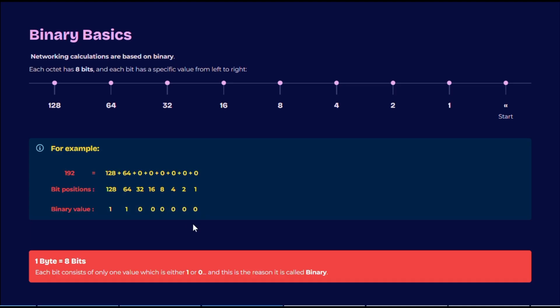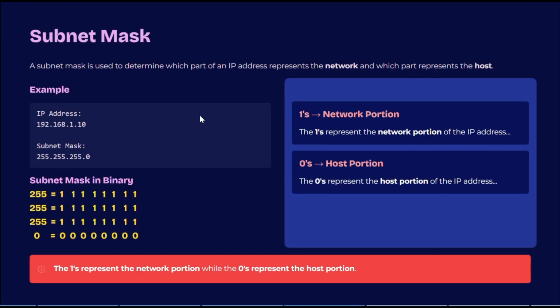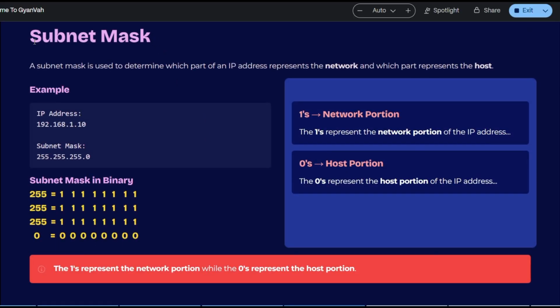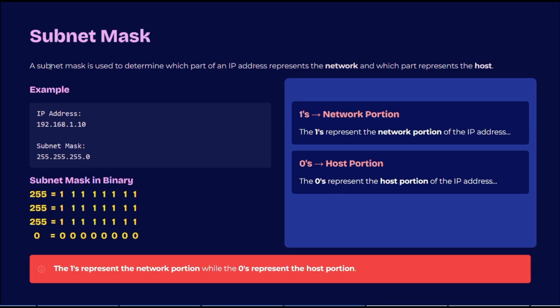Let's cover binary in short. 1 byte is nothing but 8 bits. And each bit consists of only one value, which is either 1 or 0, and this is the reason it is called binary. Let's move on to the next concept, and let's understand the concept of a subnet mask.